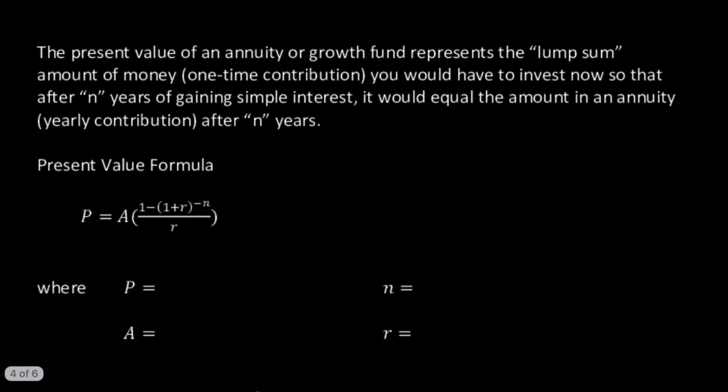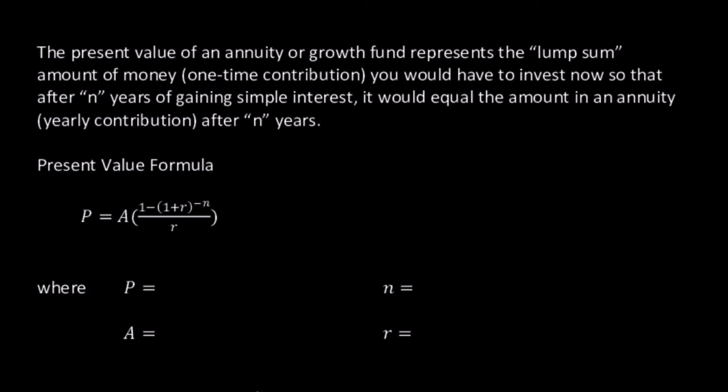So the present value of an annuity or growth fund represents the lump sum. So when you retire, some companies might say, okay, we'll give you $50,000 a year for the rest of your life, or right now, I'll give you $400,000 one-time shot, lump sum. So that would be the amount you'd have to invest now so that after N years of gaining simple interest, it would equal the amount in an annuity.